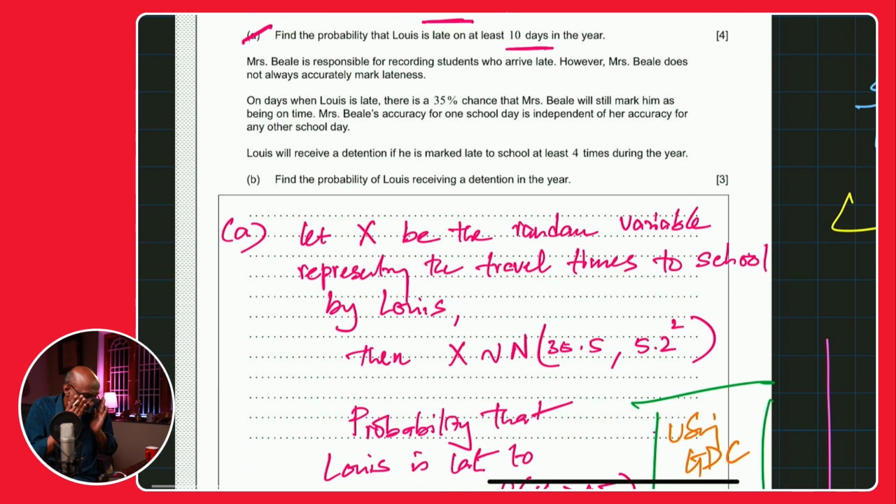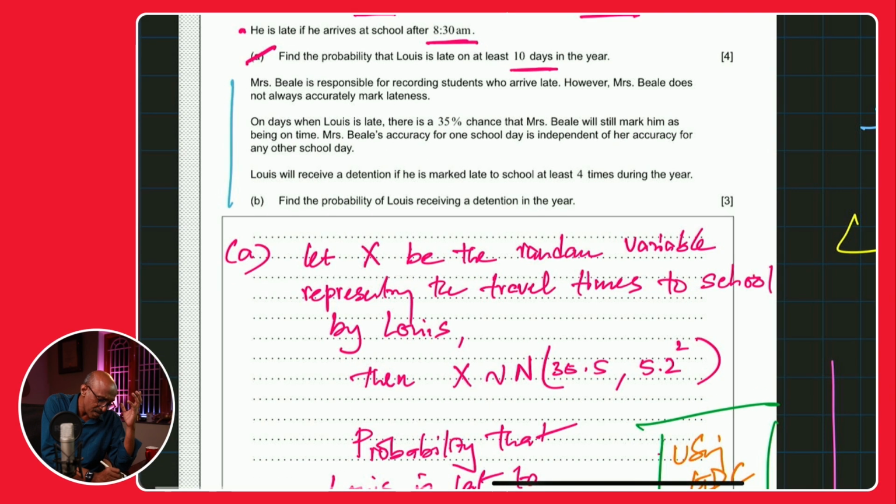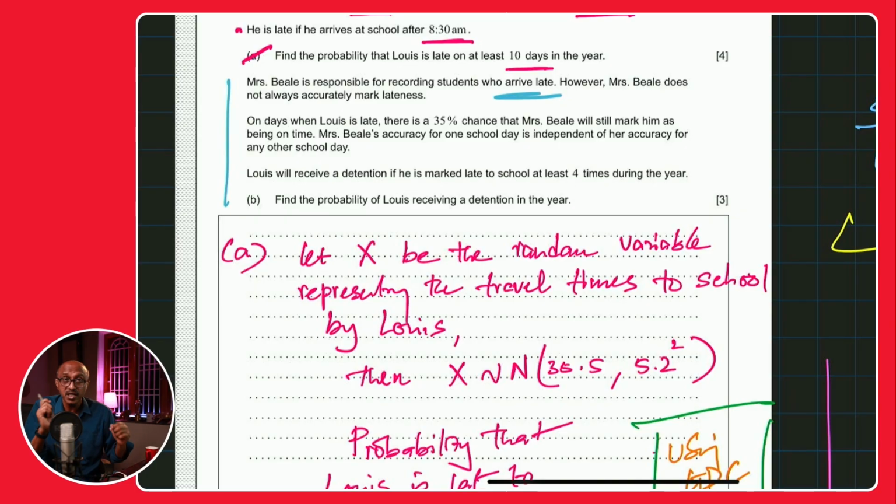That's equally interesting. It says Mrs. Beale is responsible for recording students who arrive late. Mrs. Beale is the person in charge of recording the students who arrive late. However, Mrs. Beale does not always accurately mark lateness. I don't know why she doesn't, but that's not the question. It's not necessarily that she's favoring people, but she does not accurately mark.